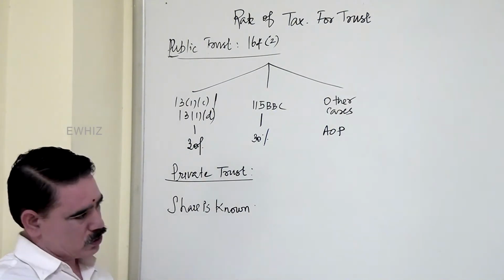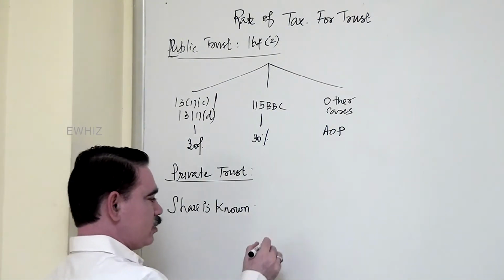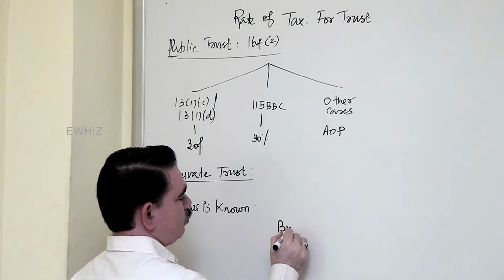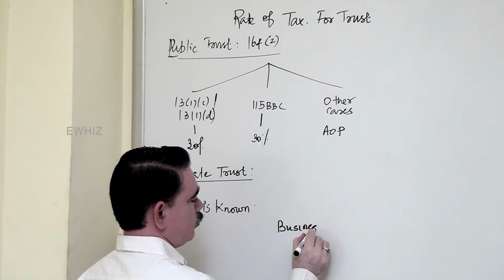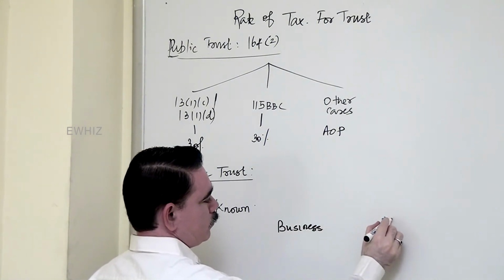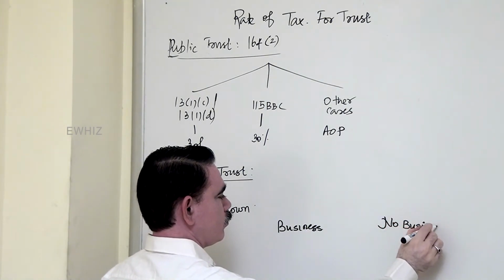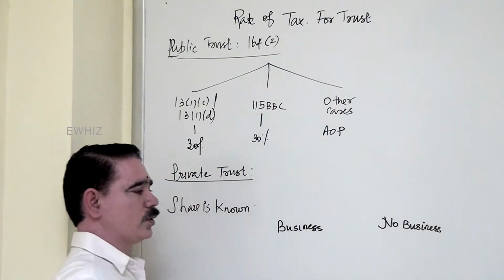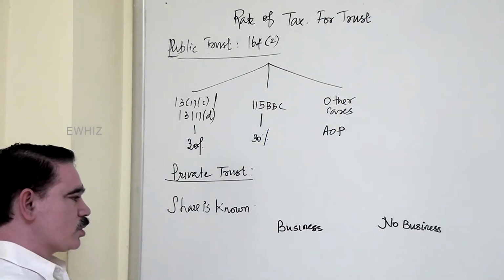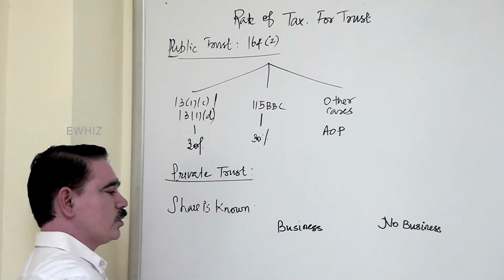Now we have two things. That private trust is running. Case A, it has business. Another case, it doesn't have business. Private trust has business, or it doesn't have business.